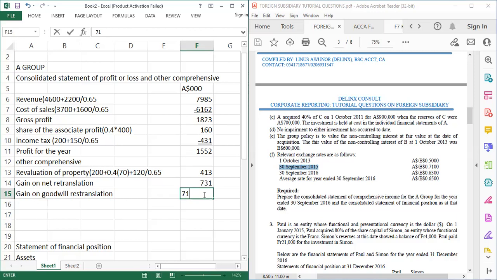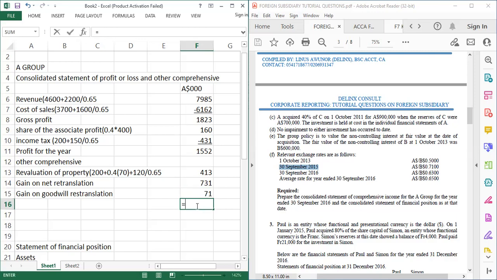So what you do is you try to determine your net asset at the start of the year. The only way you can determine that is to subtract this year's profit from your total retained earnings or total reserves of the subsidiary. That will give you the net asset at the start of the year. The goodwill, you translate at the start of the year. Then you also compare the closing goodwill for the year. If there is a gain, you send it to other comprehensive income.